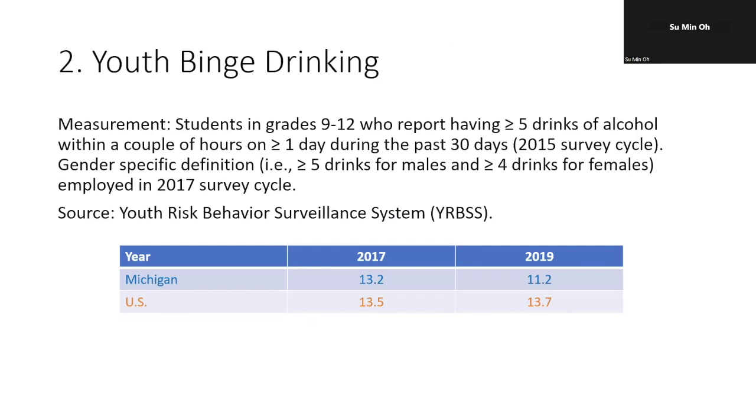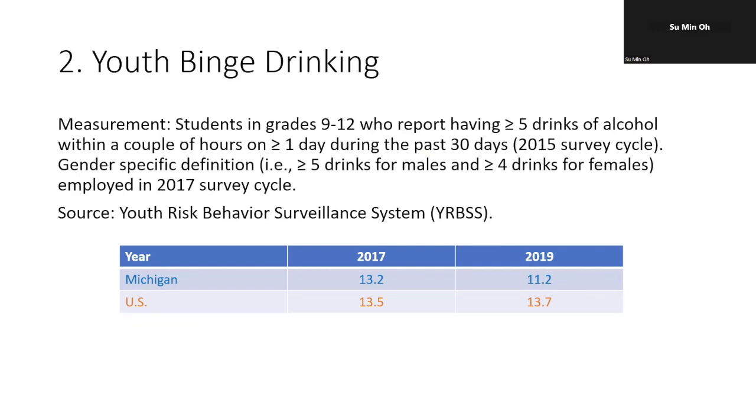Alcohol indicator number 2, youth binge drinking. Youth binge drinking is measured by students in grades 9 to 12. Those are high school students who report having 5 or more drinks of alcohol within a couple of hours on one or more days during the past 30 days. But they stopped using this definition in 2015. In the 2017 survey cycle, they introduced the gender-specific definition, just like for adults: 5 or more drinks for male high school students and 4 or more drinks for female high school students.